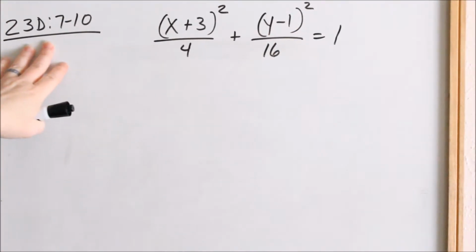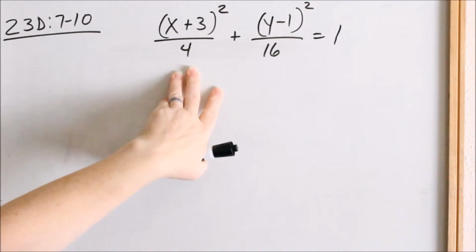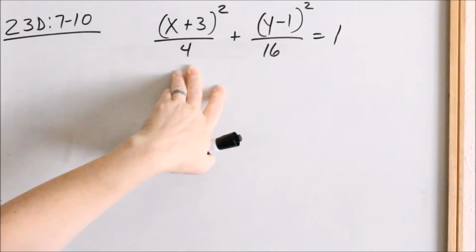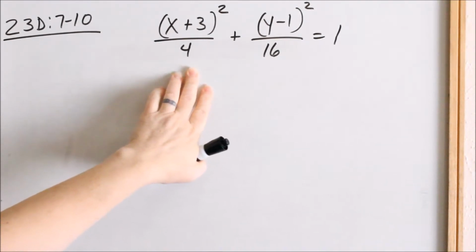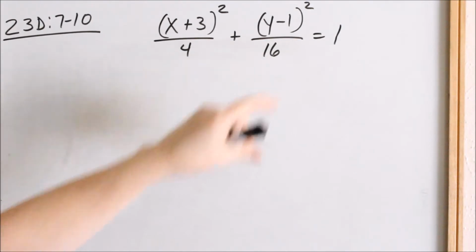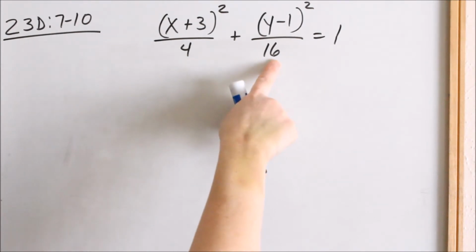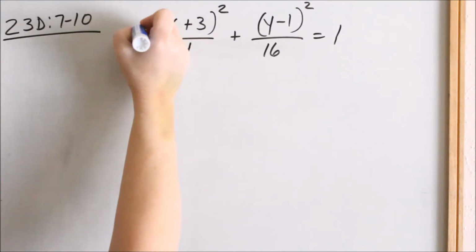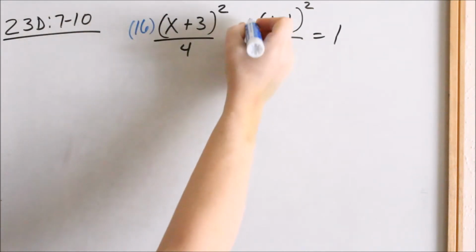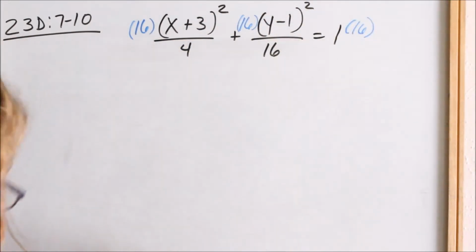Okay, we're doing 23D, 7 through 10. We have this problem right here. So the same as any other problem, if I asked you if you wanted to work with fractions, most of you would say no. So how do you get rid of fractions? Look at your denominators and see what you can multiply everything by for the denominators to go away. So I see I can multiply everything by 16 because 4 will go into 16. So I have to multiply everything by 16, even on the right side of the equation.